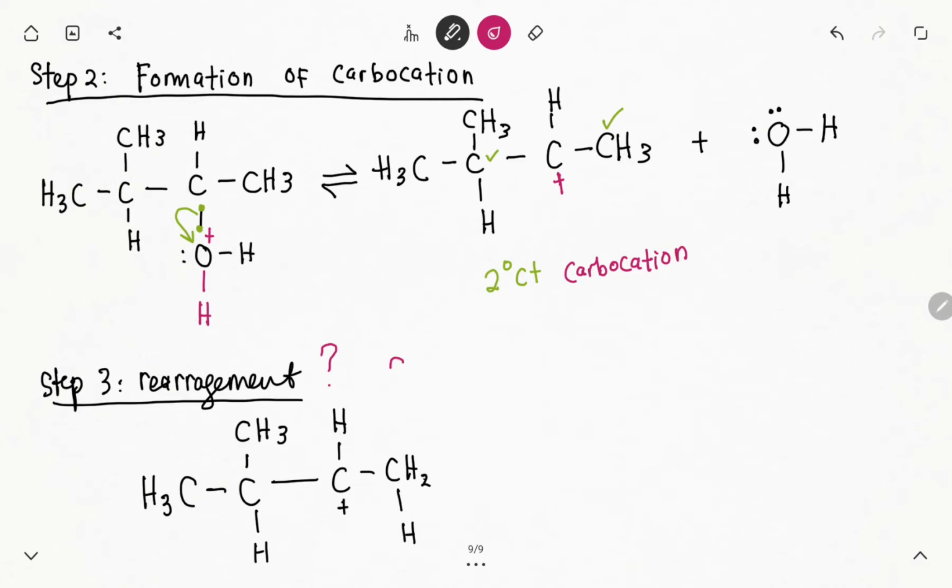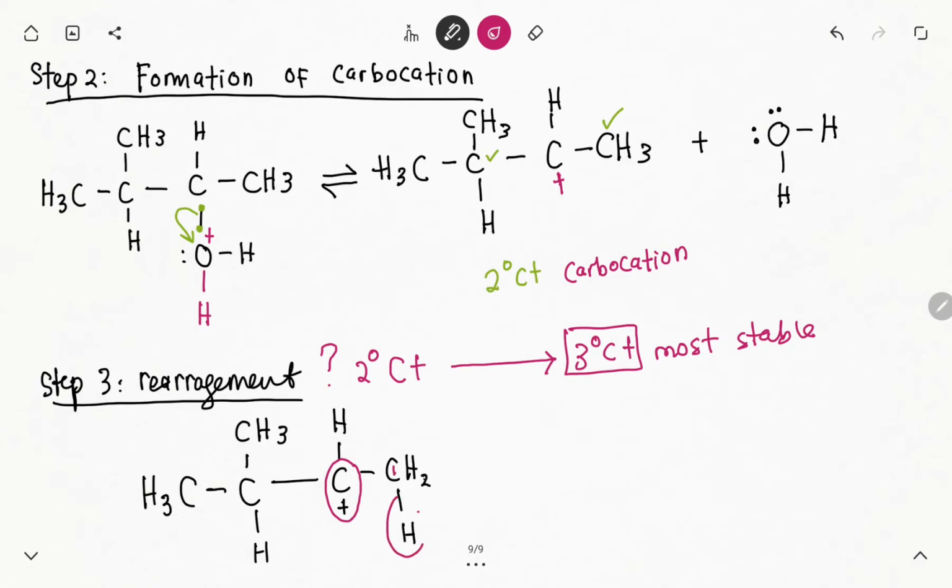Can the secondary carbocation be rearranged to form a tertiary carbocation, because the tertiary carbocation is more stable? So we try to trace here. From the secondary carbocation, if rearrangement occurs, the neighboring carbon number 1 has hydrogen. If I shift this hydride ion to here, the product formed is a primary carbocation, less stable. So what happened? We check carbon number 3.